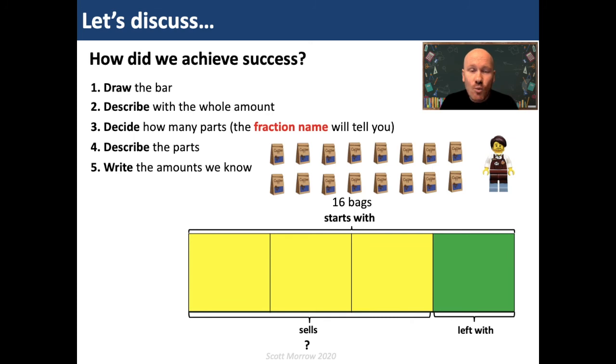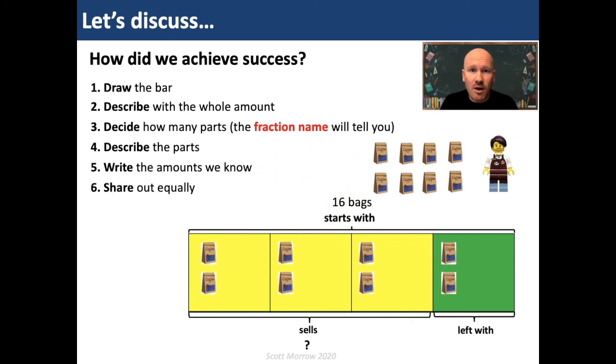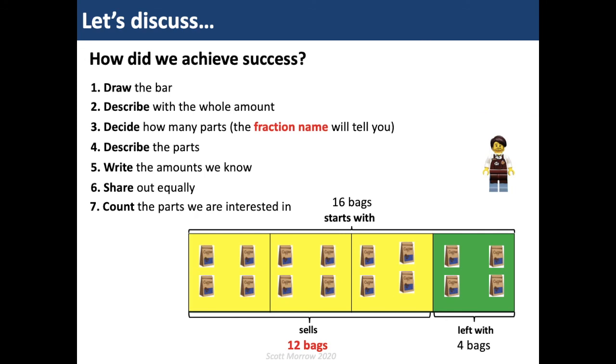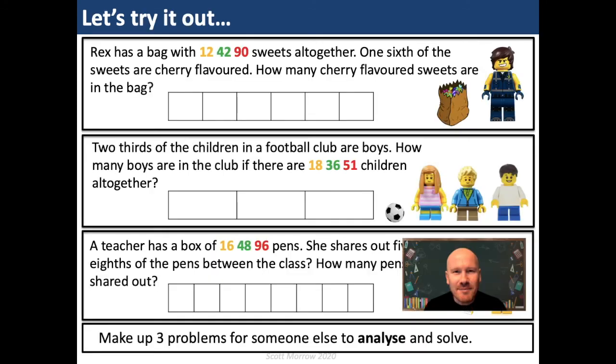Now that we've done that, we can share out that whole amount equally between each of the parts. And the last thing we need to do is count up the parts that we're interested in. And in this case, that was the coffee bags that were in 3 of those parts. So we could work out that he sold 12 of those coffee bags.